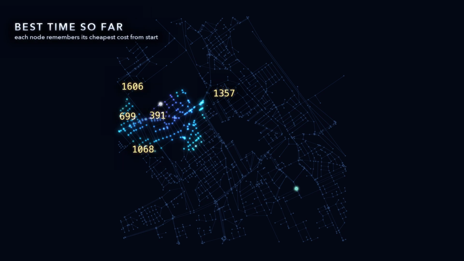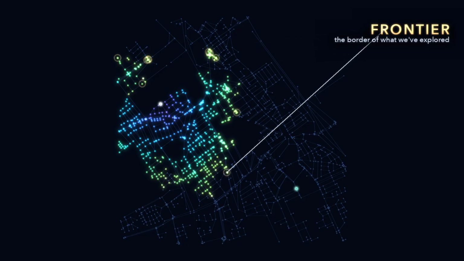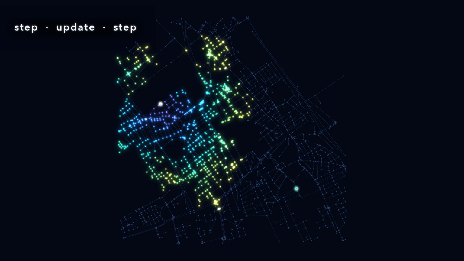The app does the same thing, but with numbers. It keeps a running total for each node, the fastest time it has found so far to reach that node. And at every step, it does one simple thing. It looks at the edge of the wave, all the places it could go next, and it always steps to the cheapest one first, the one with the smallest total time so far. We call that edge of the wave the frontier, the border between what we've explored and what we haven't. Cheapest first, always step, update the totals, step again.